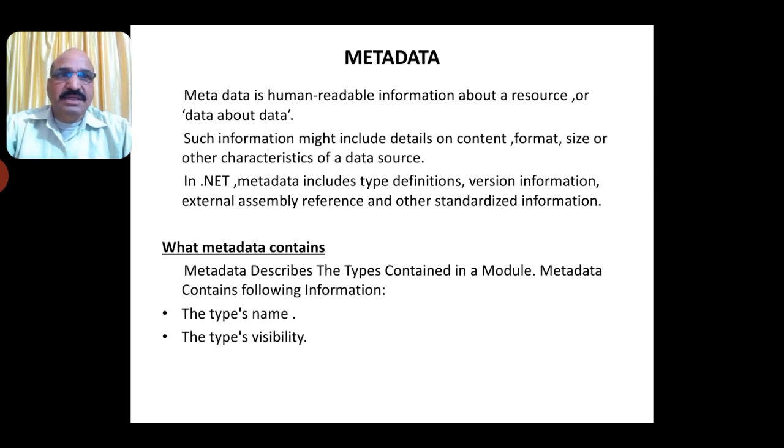So the first slide is: what is metadata. Metadata is human readable information about a source, or data about data. Such information might include details on content, format, size, or other characteristics of a data source. In .NET, metadata includes type definition, versioning information, external assembly references, and other standardized information.